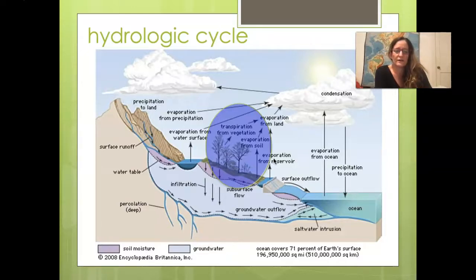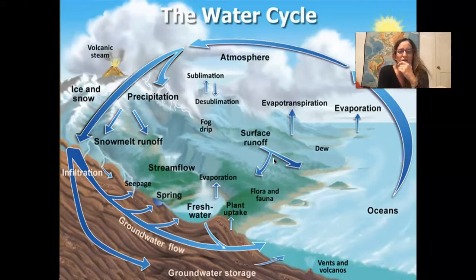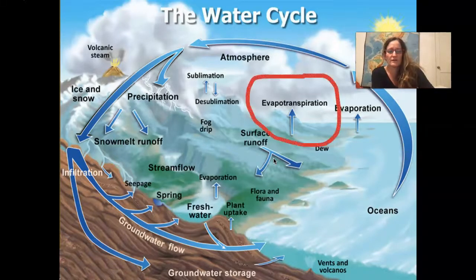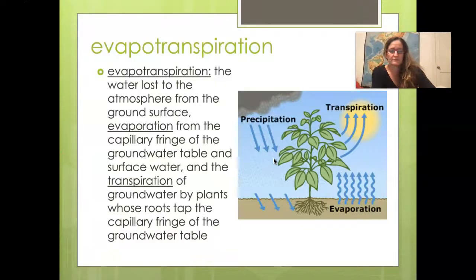So, simplified, or just a different look at that here. There's a lot going on in this water cycle, but we're over here at evapotranspiration, where on the land surface there's water evaporating and also transpiring from the plants. Okay, breaking down that language here, evapotranspiration is the water lost to the atmosphere from the ground surface. So that includes the plants here with the ground surface.